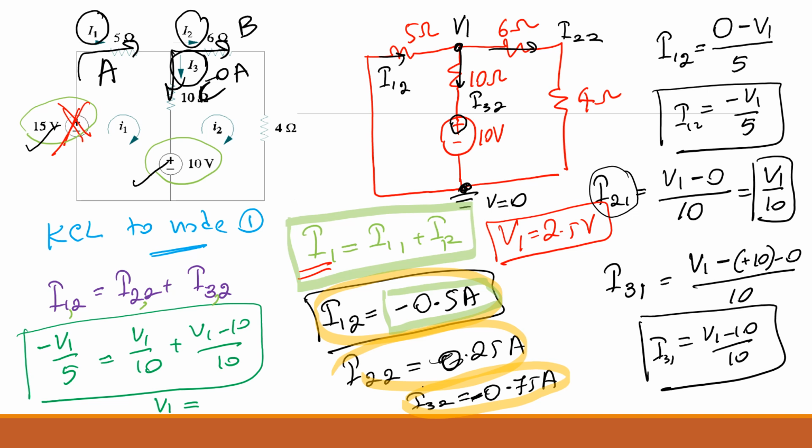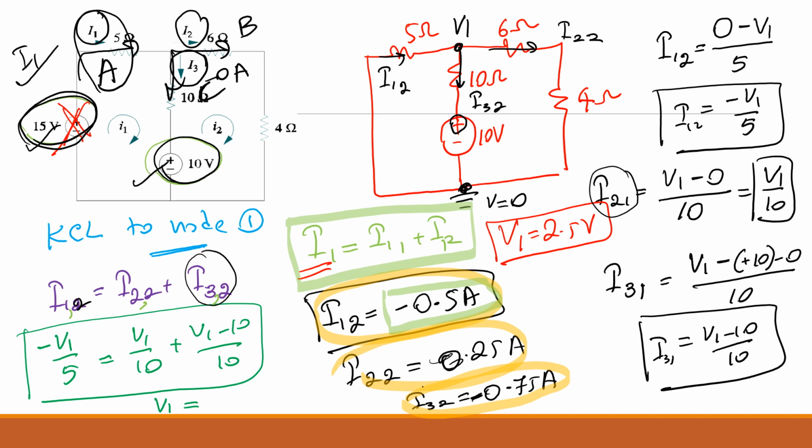But the thing is, when you want to find I1, you need to consider 2 currents. When you consider 15, what is the current? And when you consider 10, what is the current? You add those together and you will get I1. Make sense? These are just my symbols.